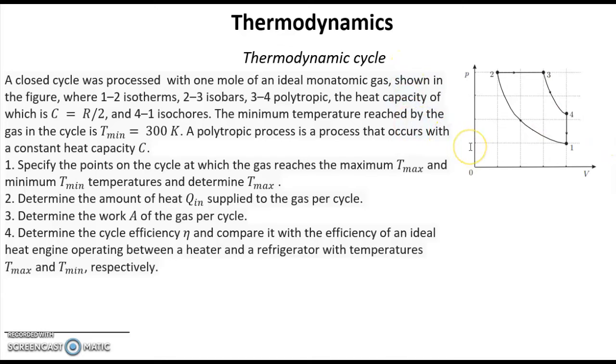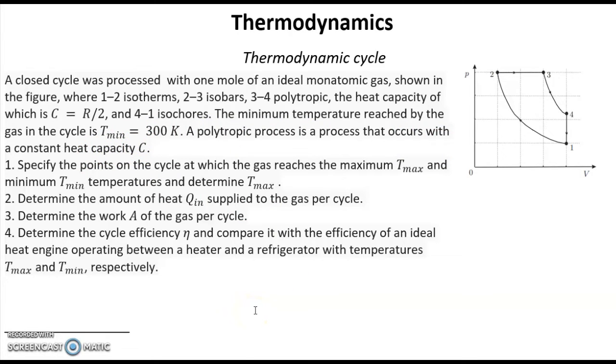The minimum temperature reached by the gas in the cycle was 300 Kelvin. A polytropic process is a process that occurs with a constant heat capacity C.